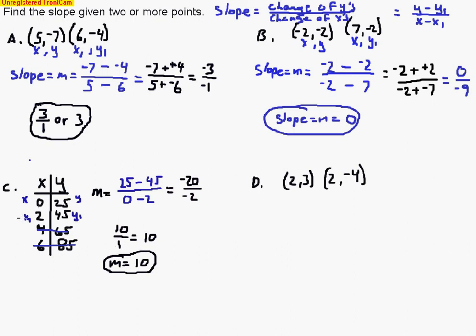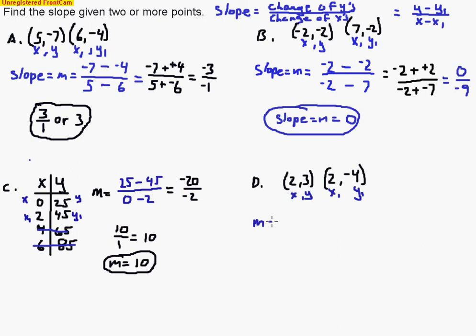So if you have more than 1 point, just cross off 2 of them, or however many you need to cross off until you just have 2 left over. Well, one more problem here. Another situation, we got 2, 3, and 2, negative 4. So again, this first number is your x, this is your y, and then here we have x1, and here we have y1.